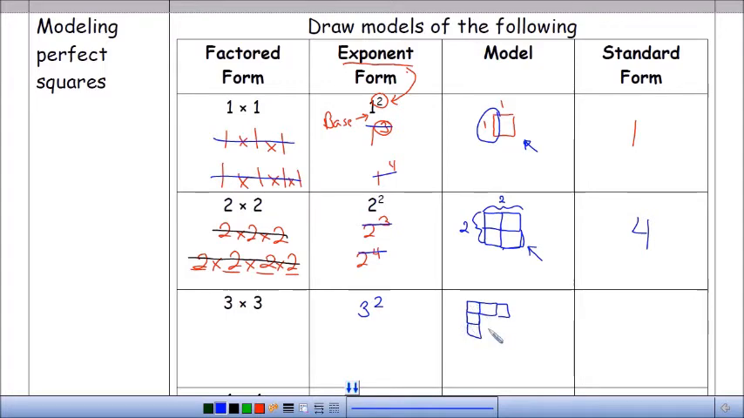Now this doesn't look like a perfect square, so I'm going to have to fill in the rest of the squares, and that looks better. So now we know that there's 3 on the top and there's 3 on the side, and there's a total of 9 squares. So 3 squared is the same thing as 3 times 3, and 3 times 3 is 9. Or we have 1, 2, 3, 4, 5, 6, 7, 8, 9 squares. That's why 9 is the standard form.